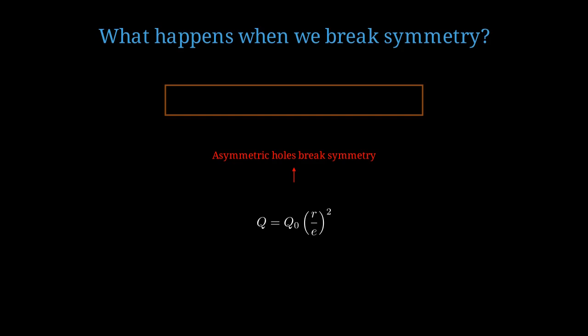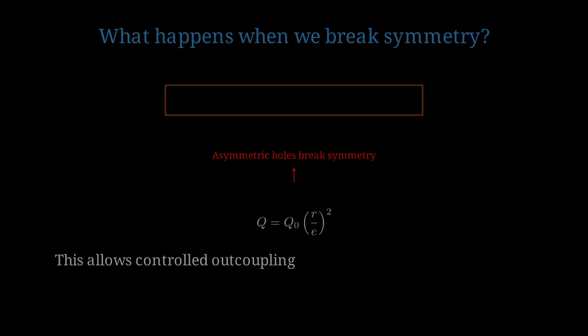The quality factor now scales as Q0 times the square of the ratio of minor axis r to eccentricity e. By controlling the ellipticity, we can tune Q over many orders of magnitude. This controlled symmetry breaking is extremely useful. It allows us to create cavities with designer Q factors. You can have ultra-high Q for strong light-matter interaction, or moderate Q for efficient outcoupling.